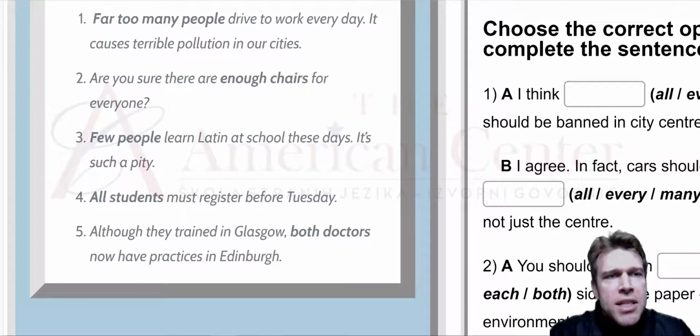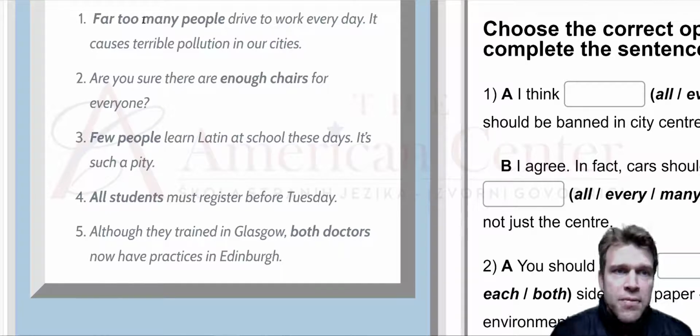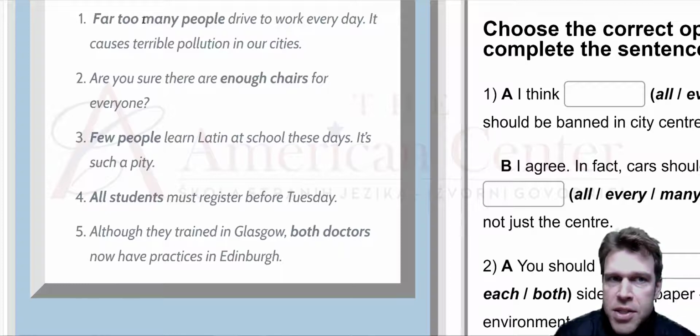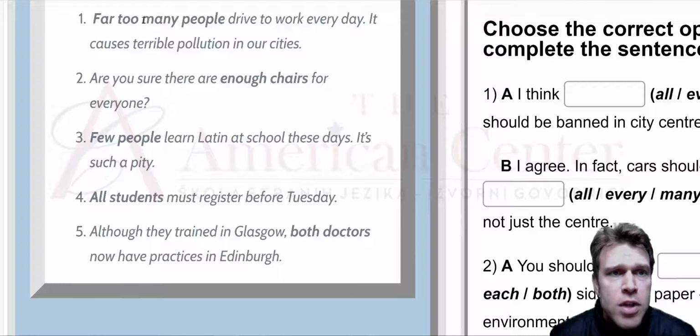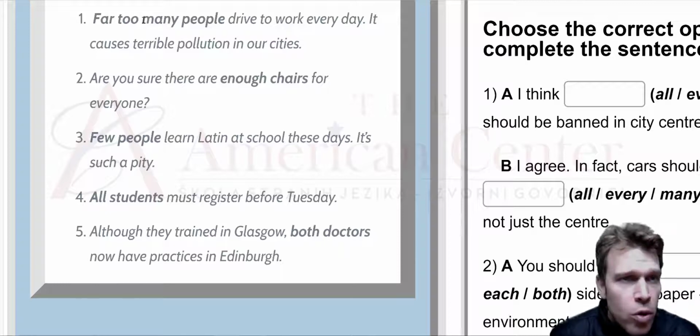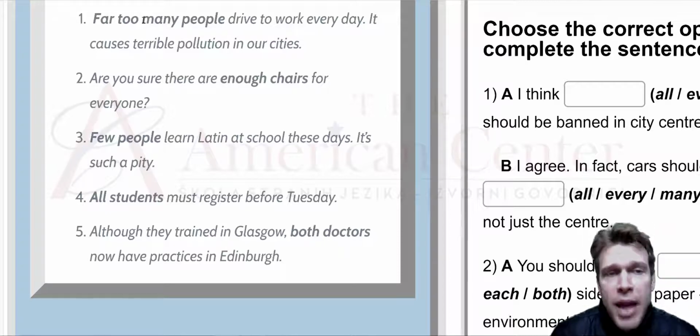Now, as you can see, in number one, far too many people. Now, many is a type of quantifier, which, as we discussed, is a type of determiner. So we put many in front of people to give it quantity, okay? There are more quantifiers, but usually, well, almost always, they modify plural or uncountable nouns. So quantifiers are either going to be with a plural countable noun or an uncountable noun.